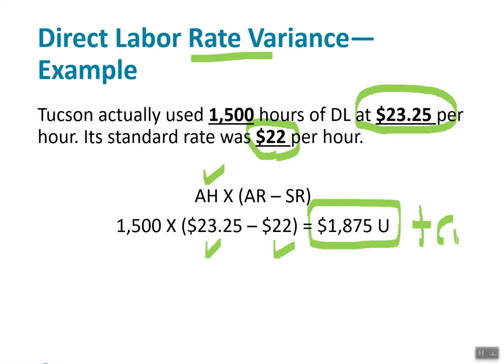So if this was revenue, we would want to have a positive. But in this case, we're talking about cost. And so when you do the calculation and the number is positive, it's unfavorable. And if it's negative, it's favorable. I just like to look and see if the actual is greater than the standard, then it's going to be unfavorable.